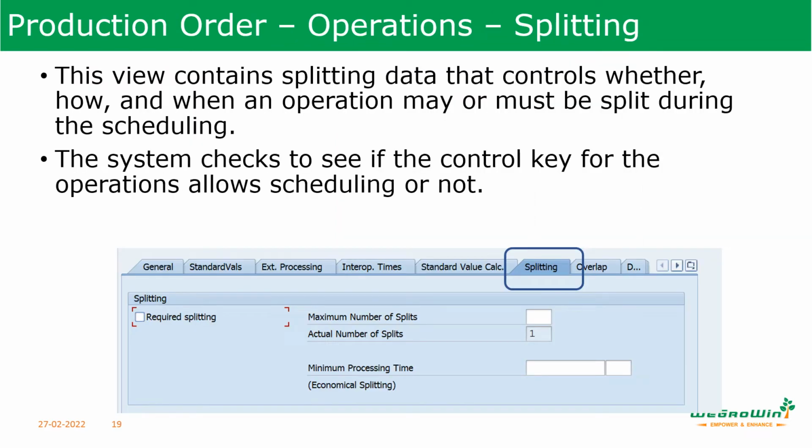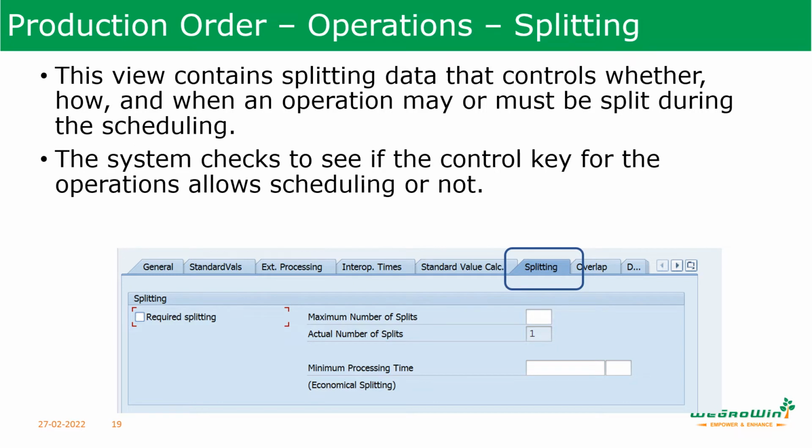Some of the operations may need to be split and performed. The splitting view contains the splitting data that controls how and when an operation must be split during scheduling. For example, if it takes 1 hour to make one piece of material and the order is for 10 pieces, the system will schedule the job in the work center for 10 hours. However, if for the operation in the routing you select that it requires splitting, and you put the split as 2, then the system will assume you have 2 people, so the system will take only 5 hours for this, right?